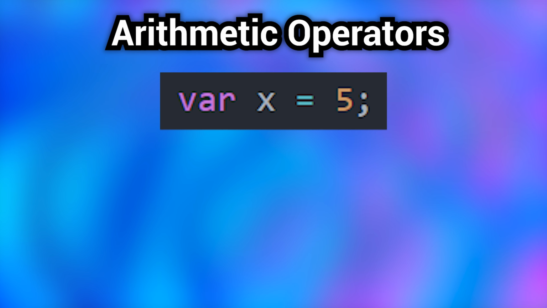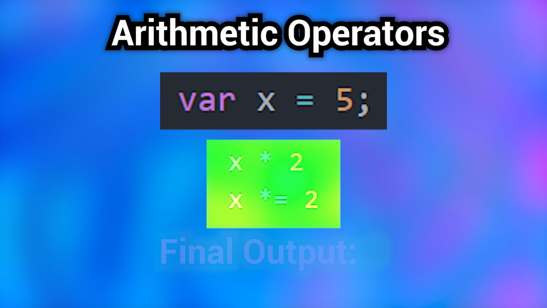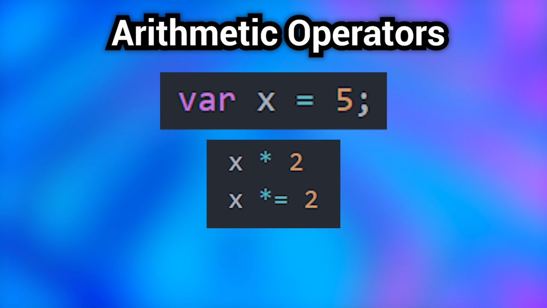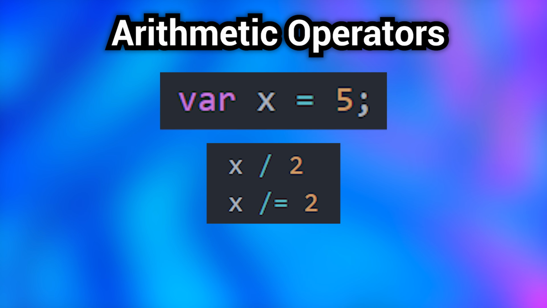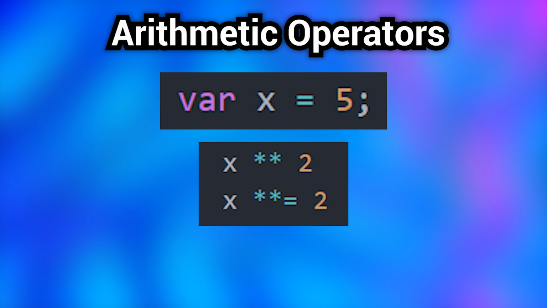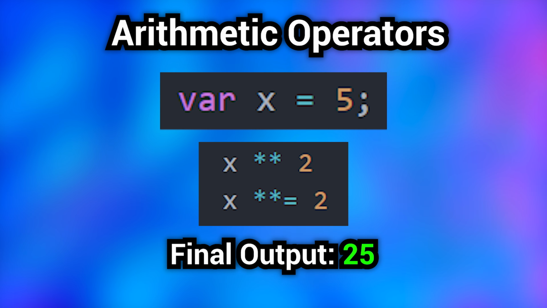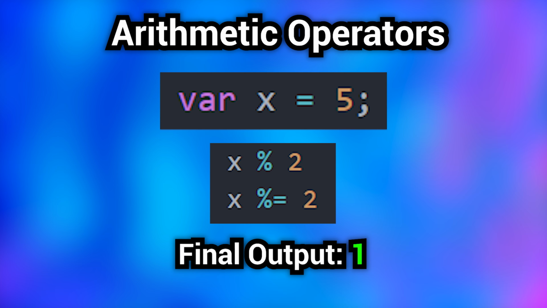All the other arithmetic operations follow this exact same format. For subtraction, we have x - 2, x -= 2, which both give us 3. For multiplication, we have x * 2, x *= 2, which gives us 10. For division, we have x / 5, x /= 5, which gives us 1. For the power or exponent, we have x ** 2, x **= 2, which gives us 25. And for the remainder, we have x % 2, or x %= 2, which gives us 1, because 7 divided by 2 gives us a remainder of 1.